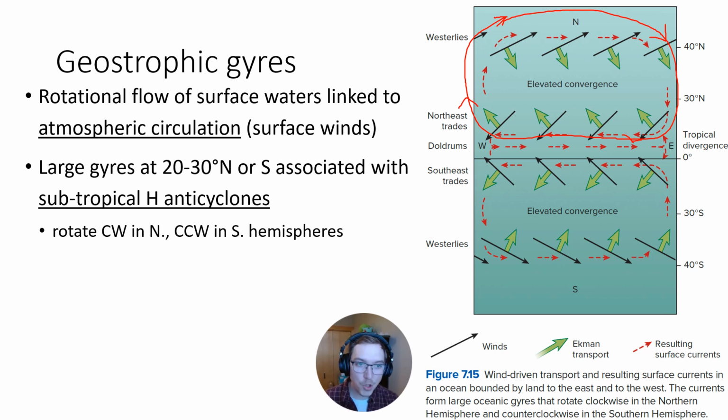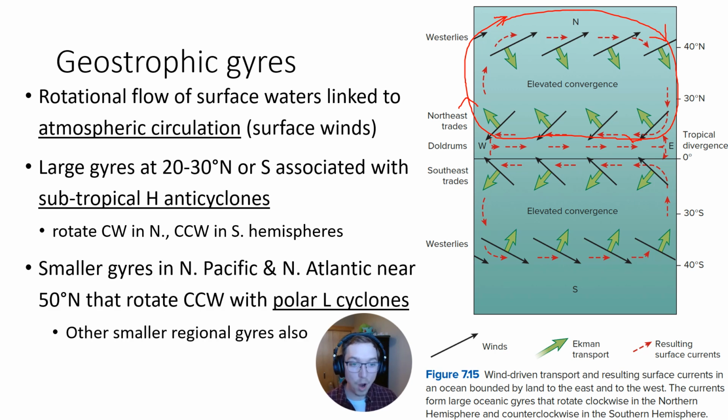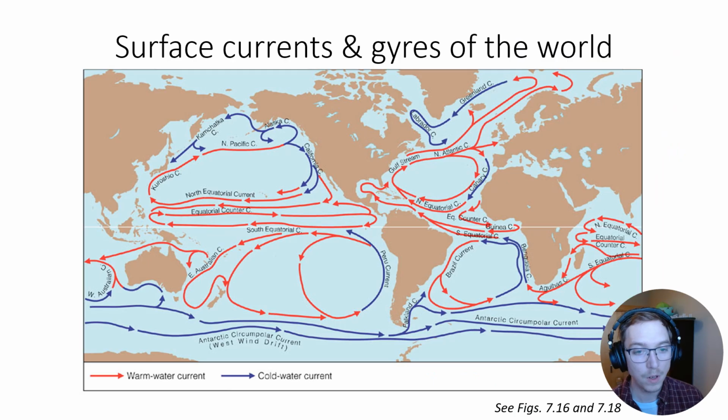We have these large gyres at about 20 to 30 degrees north or south latitude associated with these big, typical subtropical high anticyclones. We talked about those in our atmospheric section and atmospheric pressure system not too long ago. The smaller gyres in the North Atlantic and North Pacific near 50 degrees north rotate with the polar low pressure cyclones. There are other small gyres as well. We can look at those here.